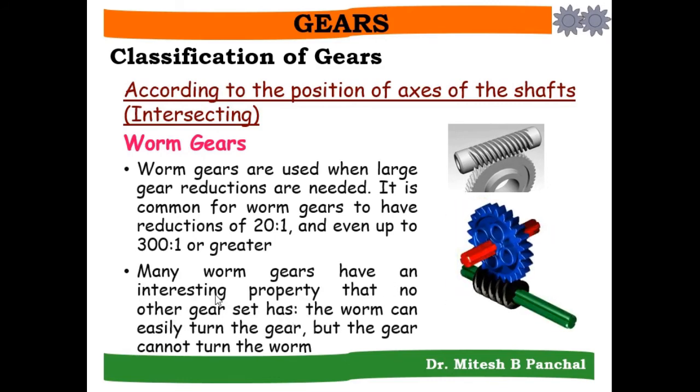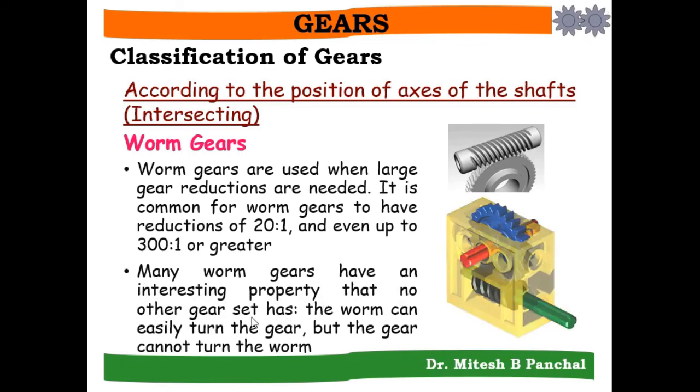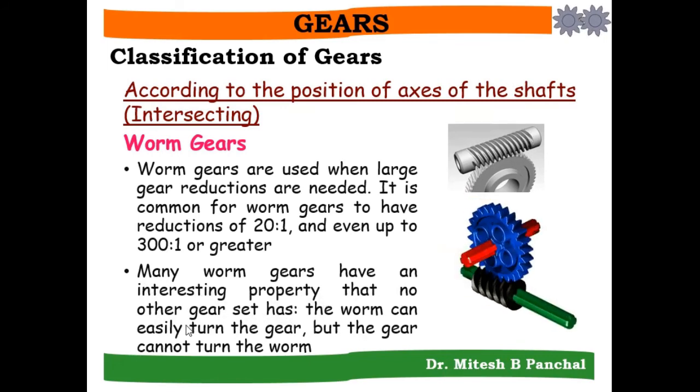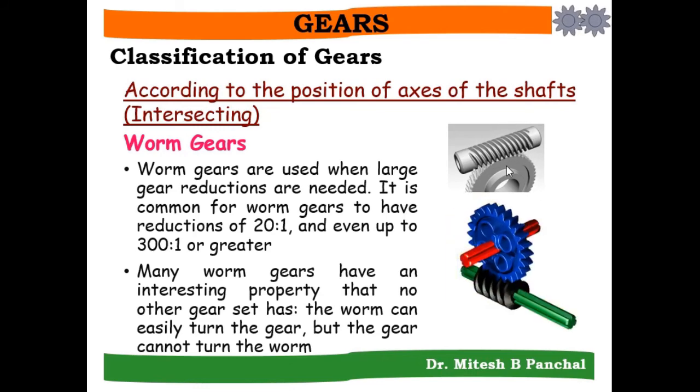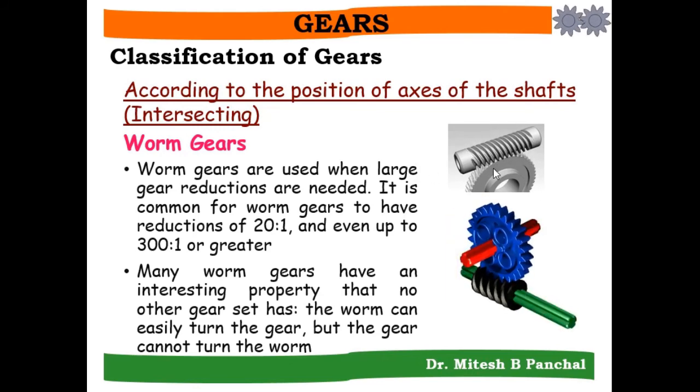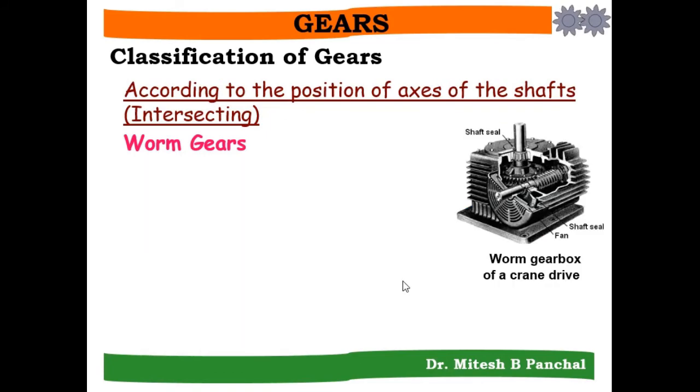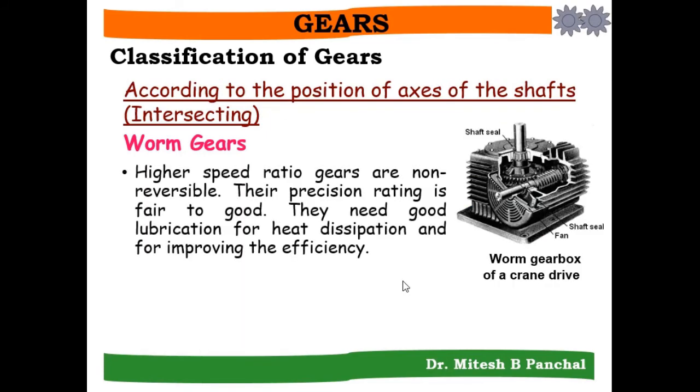Many worm gears have an interesting property that no other gear set has. The worm can easily turn the gear, but the gear cannot turn the worm. So one-way transmission is possible. It means motion from the worm can be easily transmitted to the gear, but the motion of the gear cannot be transmitted to the worm. So you can consider this as a limitation. Higher speed ratio gears are non-reversible.